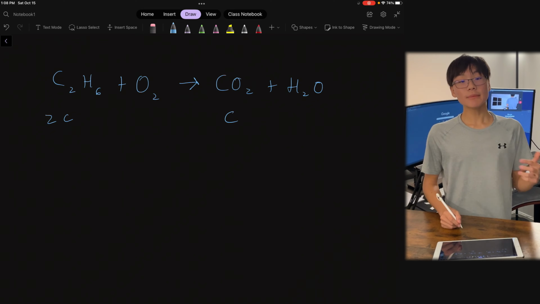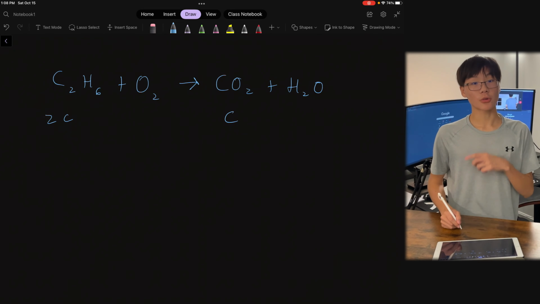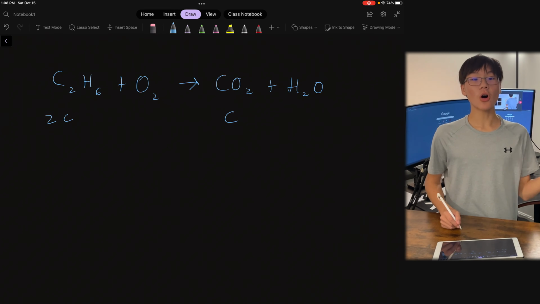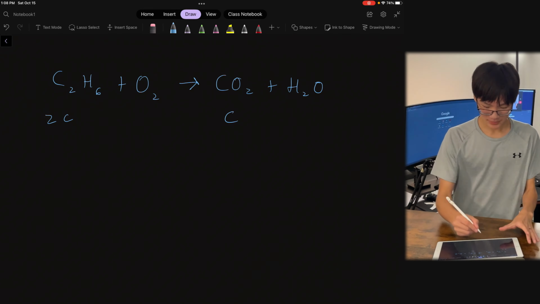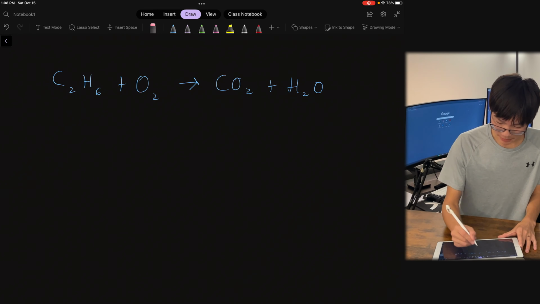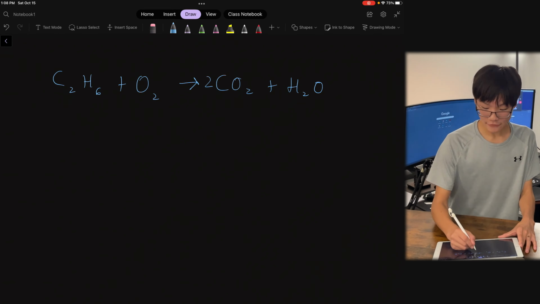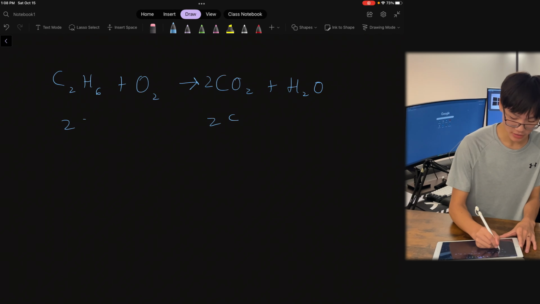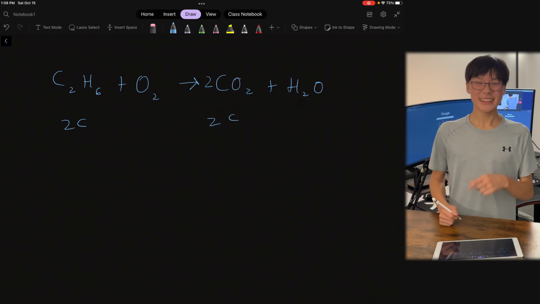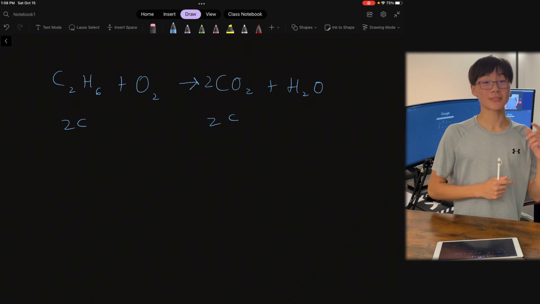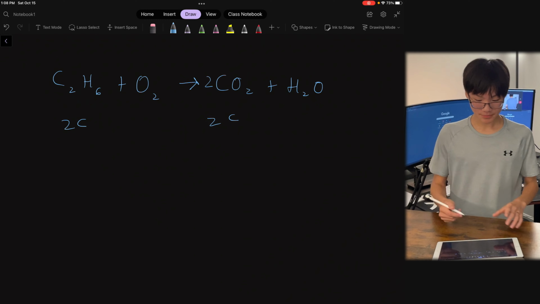And we want to have the same number of carbon atoms on both our reactants and product sides. But we want this to be the case for all of our atoms. So, to fix this up, let's say we have 2 molecules of carbon dioxide. Well, now we have 2 atoms of carbon and 2 atoms of carbon. So we have the same number of atoms of carbon on both our reactants and product sides.